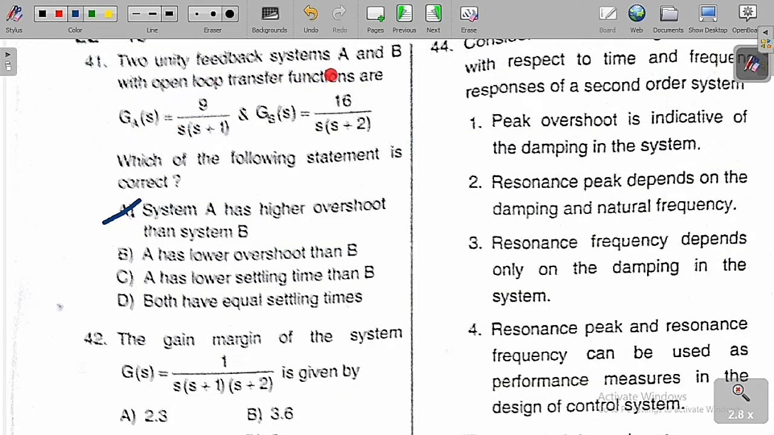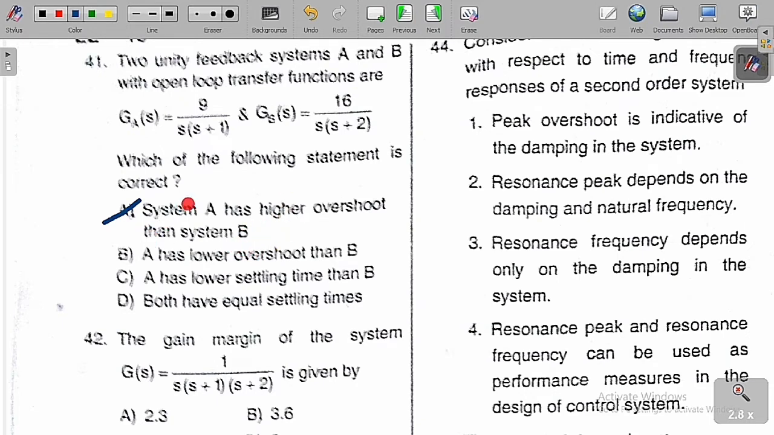Two unity feedback systems A and B with open loop transfer functions GA(s) = 9/(s(s+1)) and GB(s) = 16/(s(s+2)). Which of the following statements is correct? So basically they have given two unity feedback systems with open loop transfer functions GA(s) and GB(s). By comparing these two systems, we have to find out which option is correct. Option A: the system A has higher overshoot than the system B. So now we'll discuss the exact solution of this question.